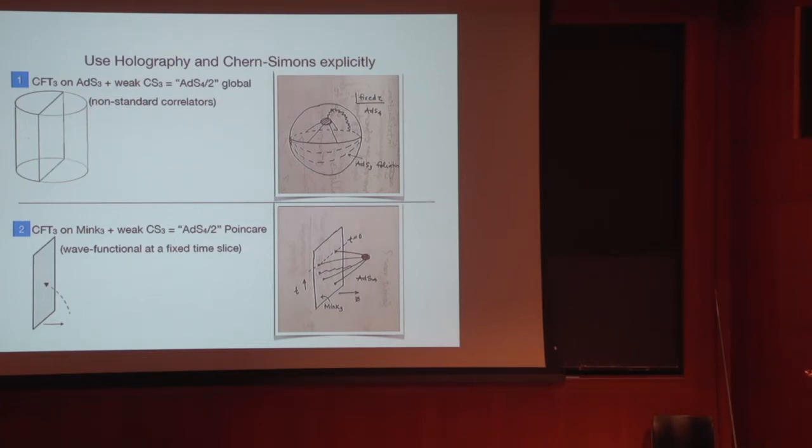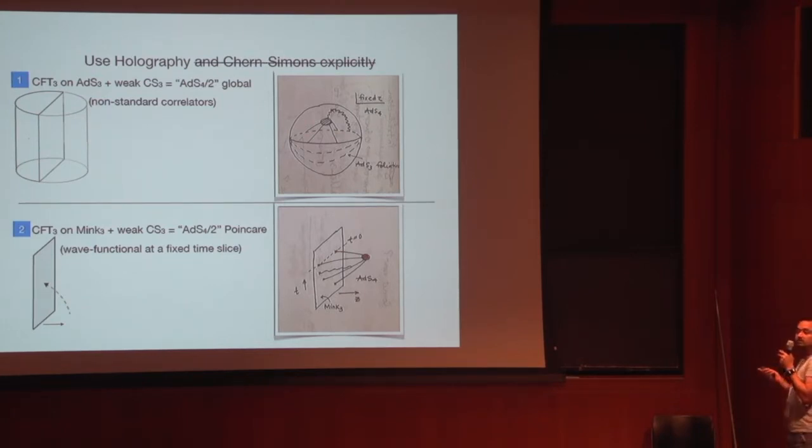The first thing we considered is a 3D CFT on AdS3, plus a weak Chern-Simons gauging, and it turns out that this projects half of AdS4 over 2. Using AdS3 and CFT2, you can see some kind of CFT2 operators and CFT2 charges and so on, and it turns out to correspond to some restricted set of correlators in the AdS4 space. There's a second example, but I'm just going to flash it, which is to consider a CFT3 on 3D Minkowski space. Here you have to look at the wave functional at a fixed time slice. In both these cases, you see some aspect of infinite dimensional symmetries arising.